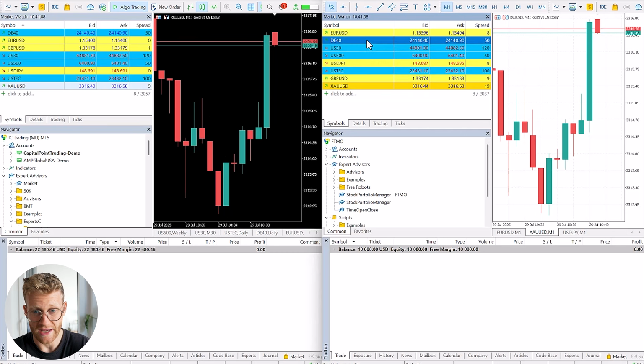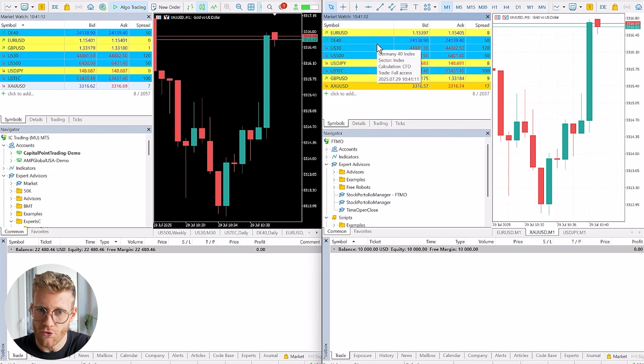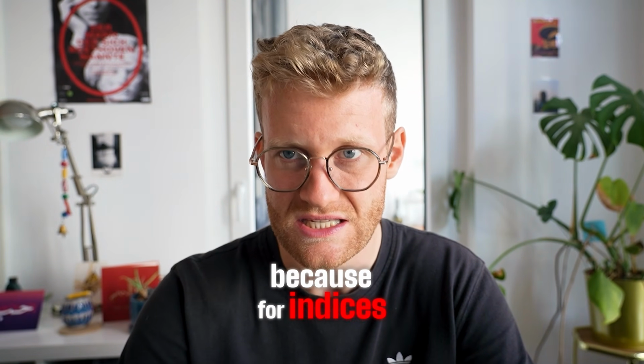If we have a look at index CFDs here for IC Trading and IC Markets, I was not able to spot any difference so far, so I assume that it's the same, and it kind of makes sense because for indices in the raw spread account, we also do not have a commission.